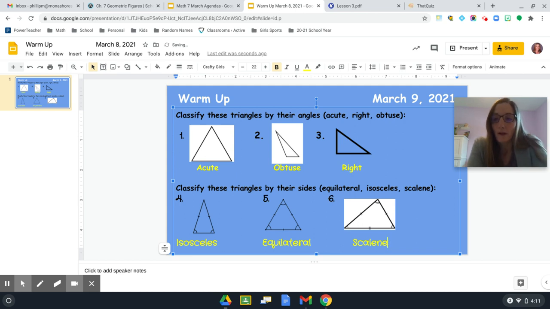That should have come from that information: either background knowledge from 6th grade, actually even elementary school, 5th grade, or from the video yesterday with the Math Antics guy, or just your vocab sheet. You could have used any of those to help you with this warm up. And so we're going to continue on with this.